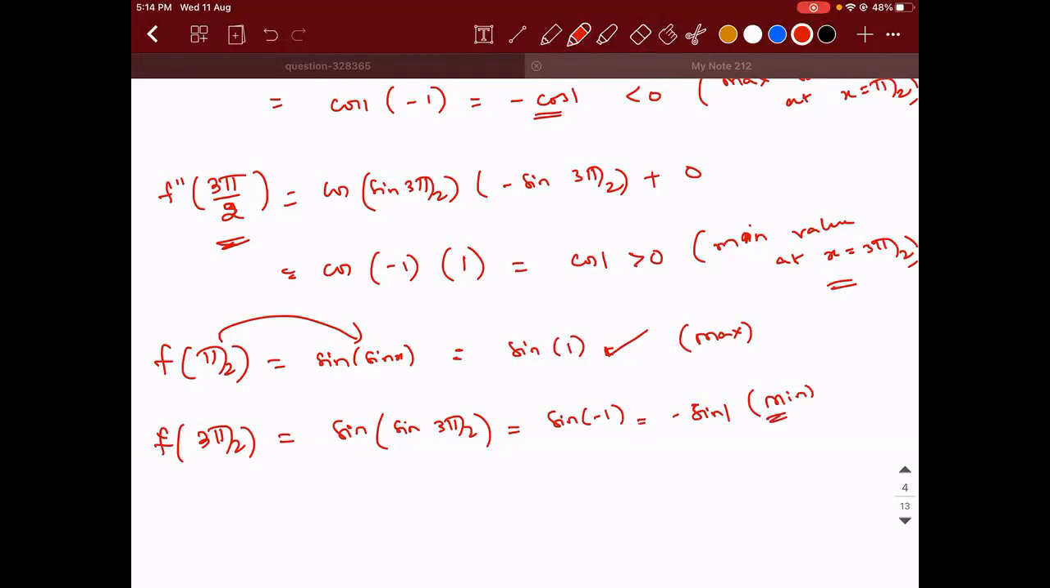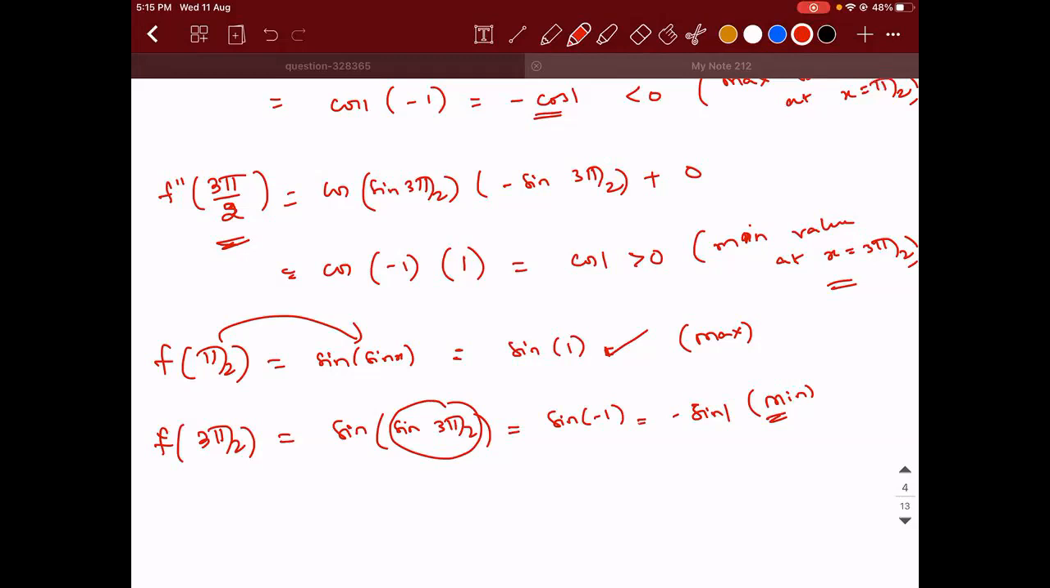So the question is, find... tell me. Sir, but sine of sine 3 pi by 2 should be 3 pi by 2 only, no, sir? Yeah, sine of 3 pi by 2, sine 270 is 1, minus 1, sorry. Sine 3 pi by 2 is minus 1. Sine of minus 1 is minus sine 1, because sine of minus x is minus sine x. It's an odd function.